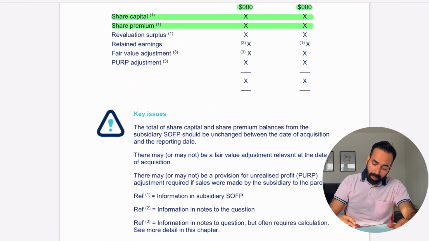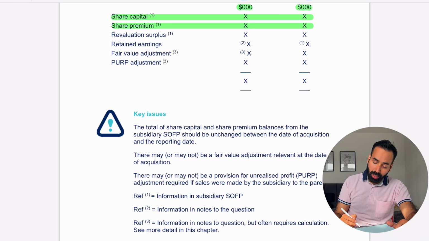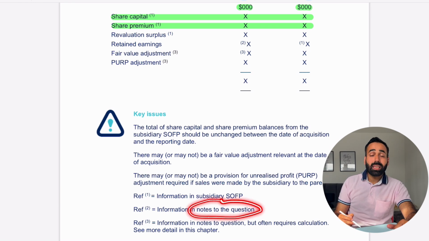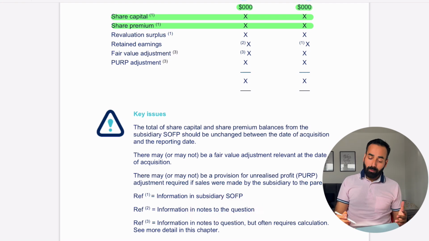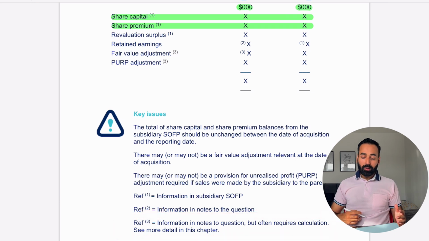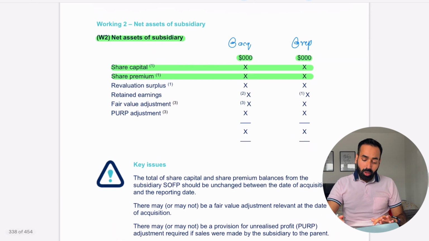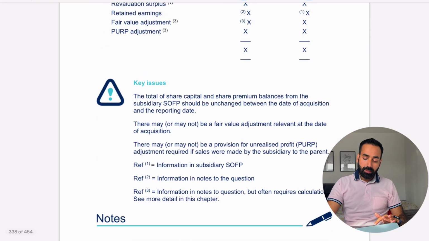As you can see, most of this information you will be receiving from the subsidiary statement of financial position here. And then there will be some information in the notes to the question as well. So when you're looking at the case study, there will be some information presented there as well. And then there will also be some more calculations that you can do as part of your working. So that is the end of your working two, which is net assets of subsidiary.